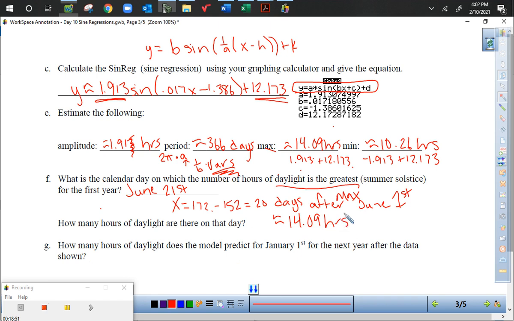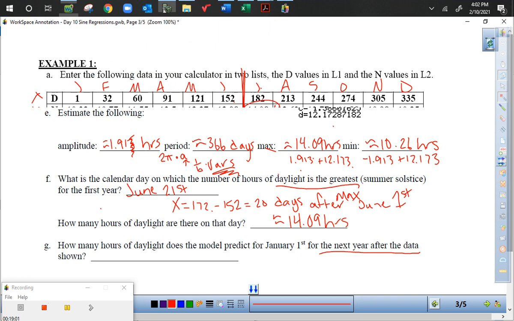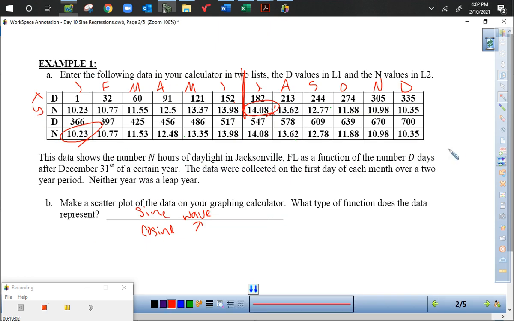Right, then it says how many hours of daylight does the model predict for January 1st for the next year after the data shown. So after the data shown means after this 700, but we do want the 1st of January, not the first day after this. Okay, so we got to think about what's happening here. 1 year, they're calling 365 days. Let's assume it's not a leap year.